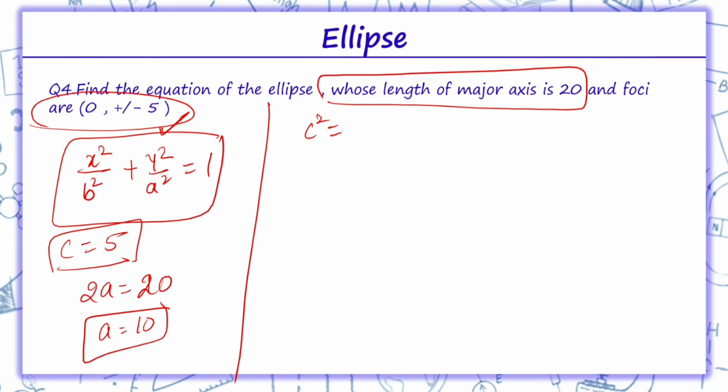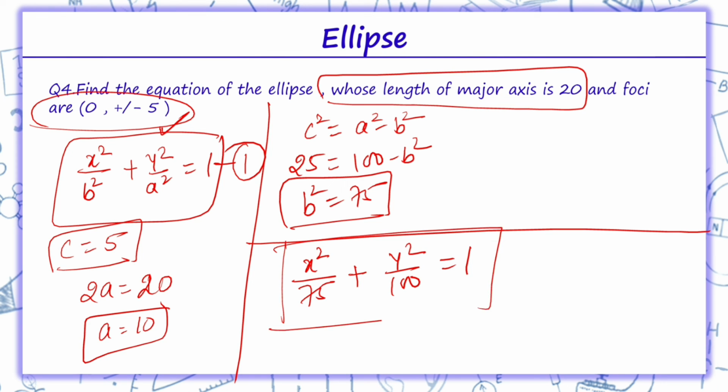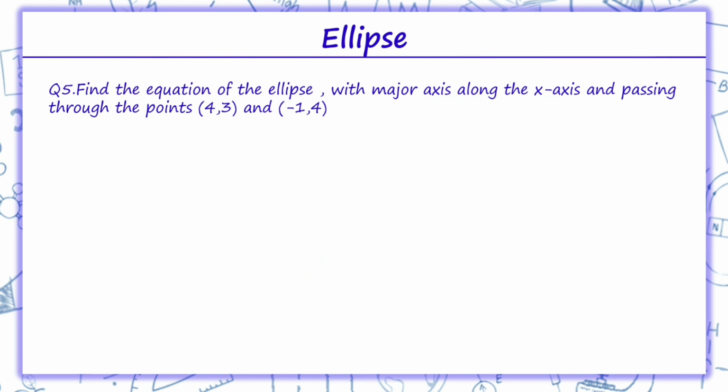So putting all the values of a and c in this equation, we will get 5 square, 25, equals 100 minus b square, thus b square is 75. So the equation of the ellipse will now become, putting the values of a and b in equation number 1, x square by 75 plus y square by 100 equals 1. So this is the required equation of the ellipse.